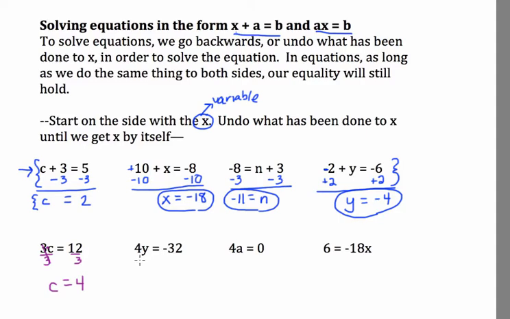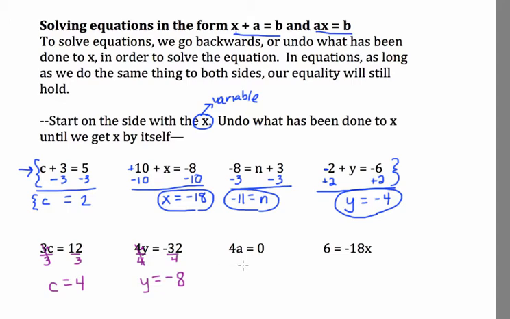Okay. Again, start on the side with the variable. So over here, undo what's been done to the y. So 4 has been multiplied by y, so to undo that, I divide both sides by 4. 4 divided by 4 cancels, or that's 1, or 1y equals negative 8.